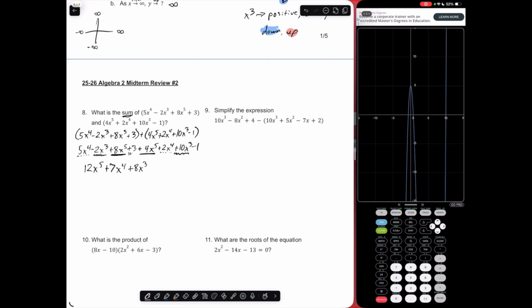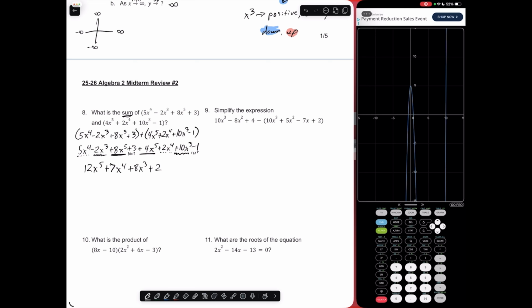And then we have a +3 and a -1, +2. And the benefit of marking them is you make sure you're not missing any terms, which in this case we're not. Combine them, it's in standard form, highest power to lowest power, so everything works out nicely.